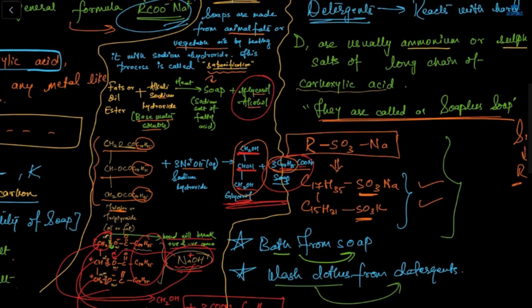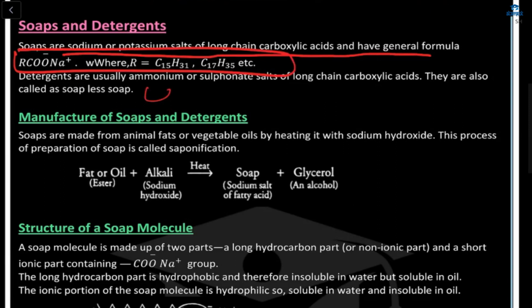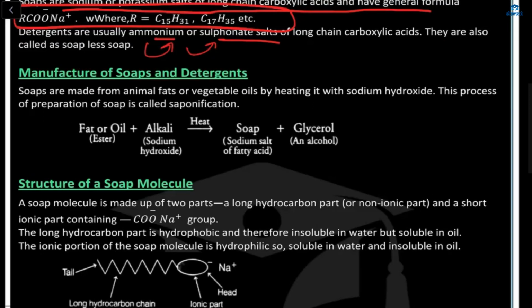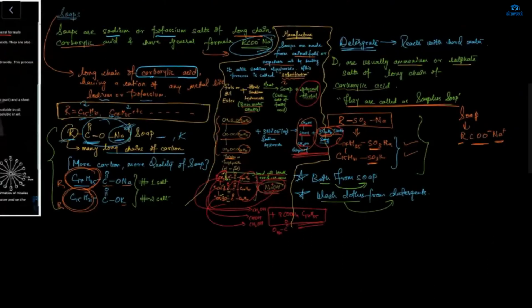This is the manufacturing part of soap, that is, how soaps get manufactured. This is also the manufacture of soaps and detergents. Soaps are sodium or potassium salts of long chain acids which have a general formula. This is the general formula. Soap we can also write like this. With the C, obviously there will be H because it's a hydrocarbon. And what is a detergent? It is usually an ammonium or sulfate salt. So manufacturing is like this: fat plus oil plus alkali, which is your base, so sodium hydroxide. If we give heat, then it will become salt and your alcohol. So this part is done, the alcohol part.